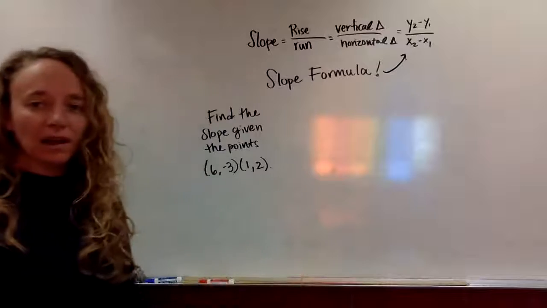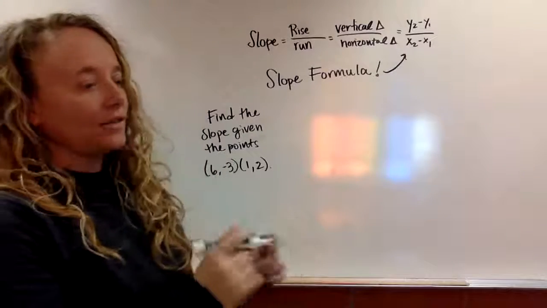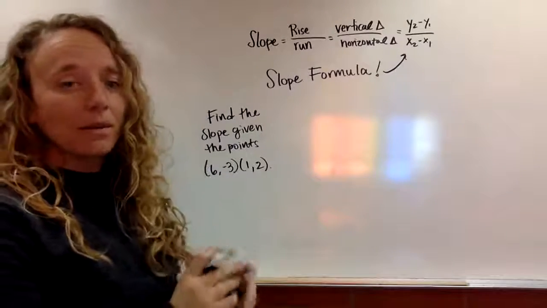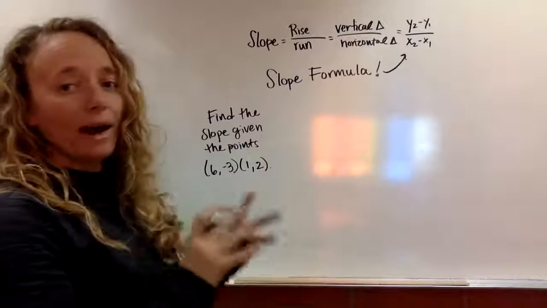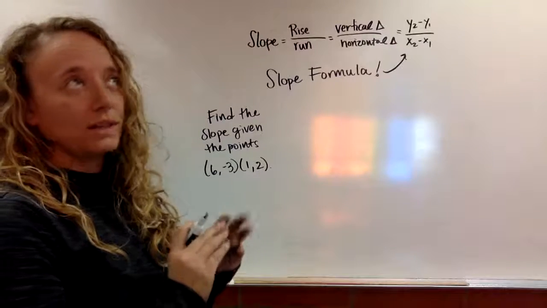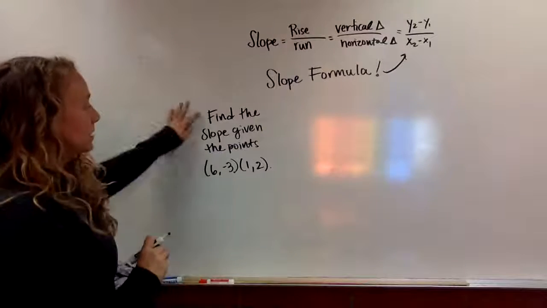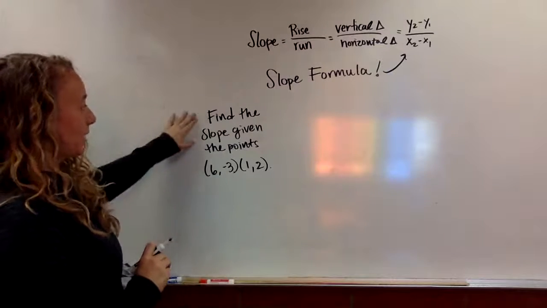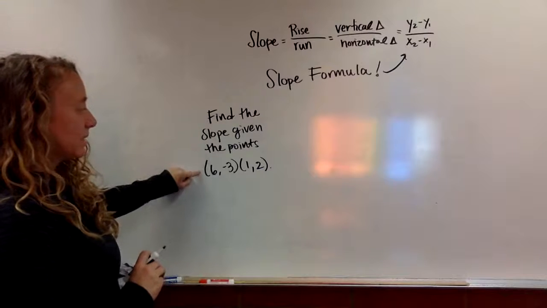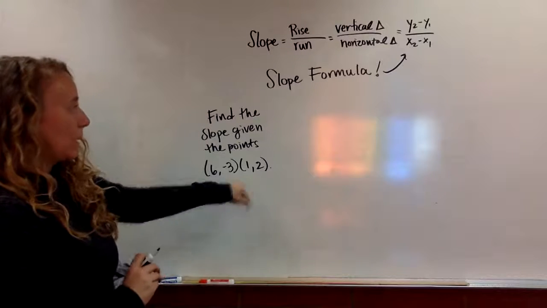The slope formula is a way for us to not have to create a graph, not have to look at a table. Instead, we can just look at how the y values change of 2 points and compare those to how x values change in those same 2 points. So here is our practice problem. Find the slope given the points (6, -3) and (1, 2).